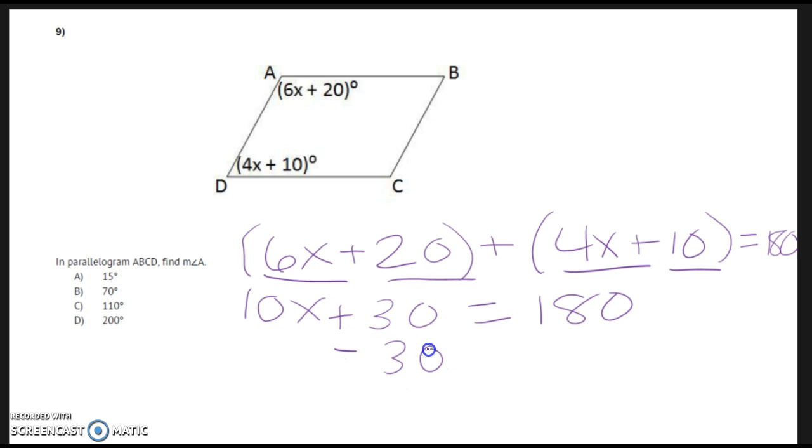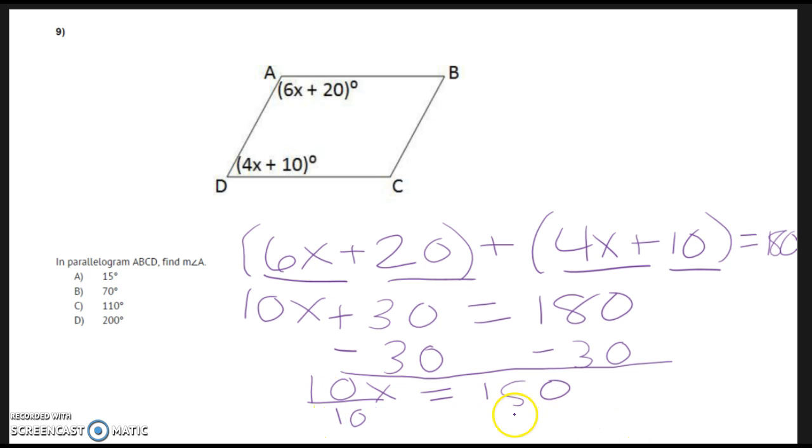We subtract 30. We end up with 10x equals 150. Divide by 10, and x equals 15.